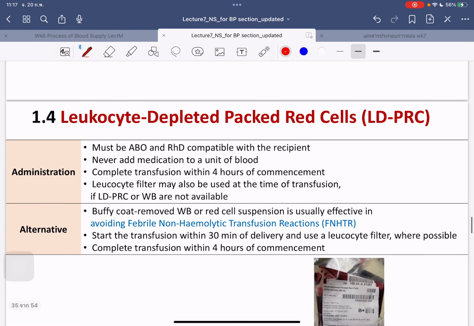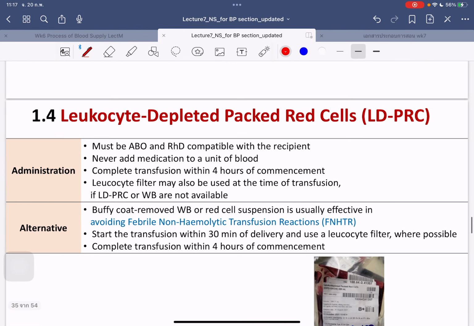For LDPRC, the administration is similar to whole blood and packed cells. One more important thing: to deplete the white blood cells, the leukocytes, from the packed cells, we use a filter. We use a filter to remove the white blood cells from packed cells.